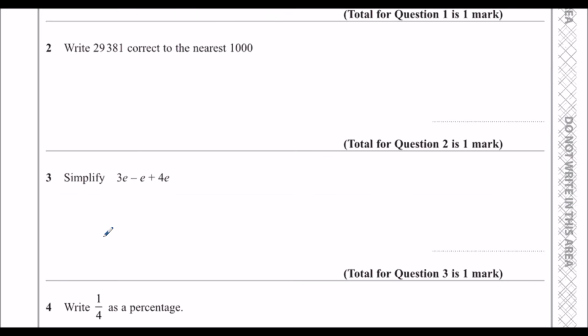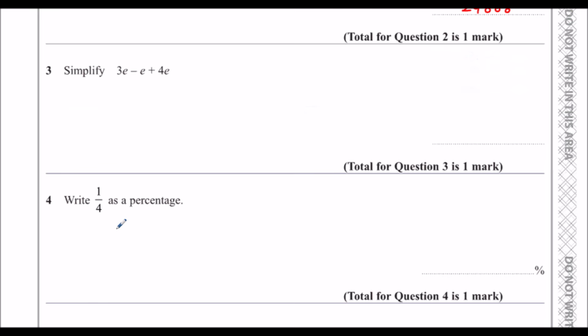Question 2 says write 29,381 correct to the nearest thousand. So we find our thousands column, which is the 9 here. Draw a line, and we look at the next column. So the column after is the hundreds. Is it 5 or above? If it's 5 or above, round up. If it isn't, then it stays the same. So 3 is less than 5, so it stays the same as 29,000. So 29,000.